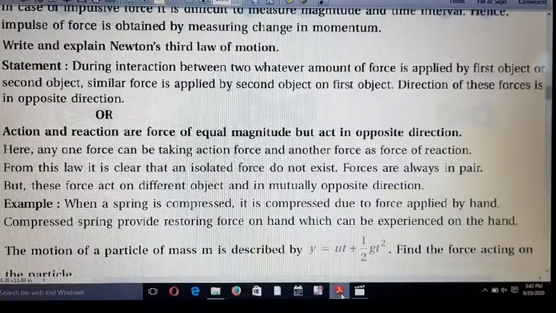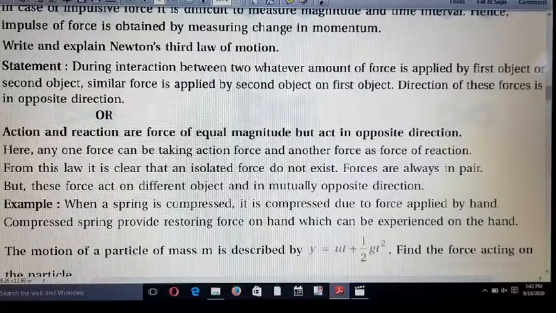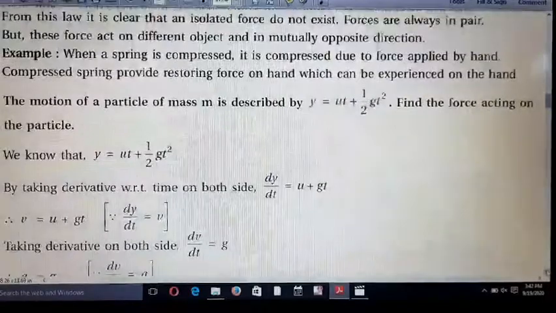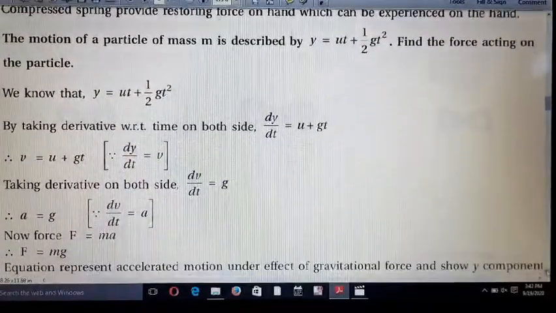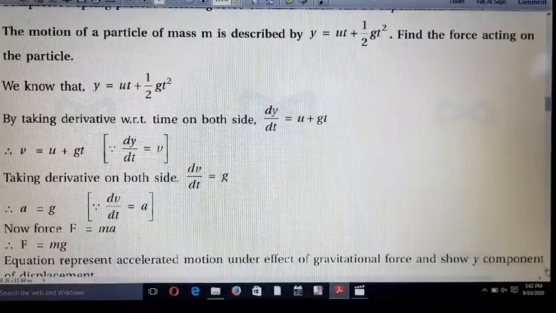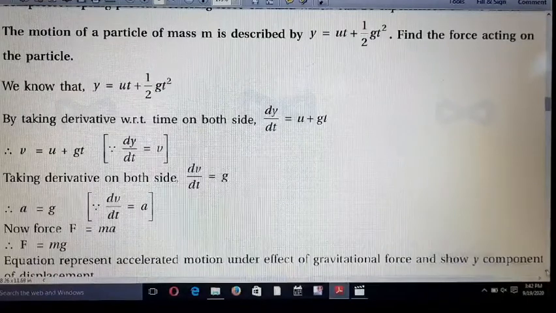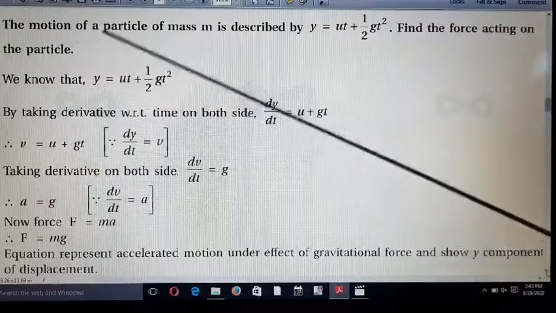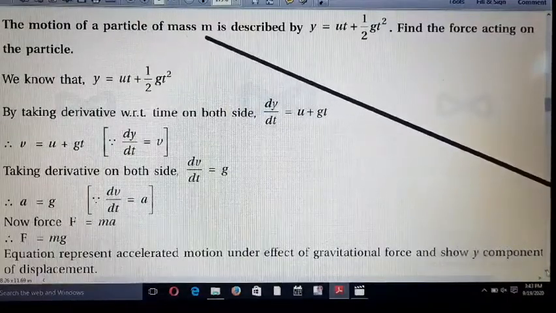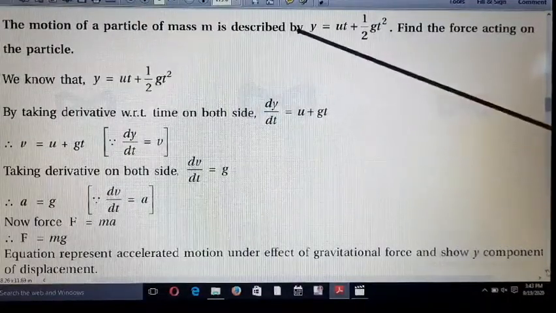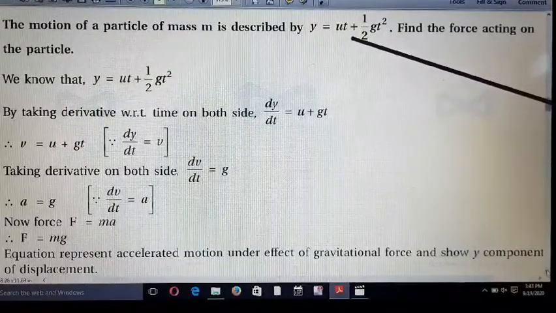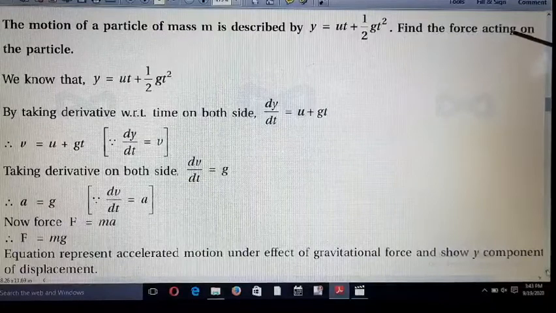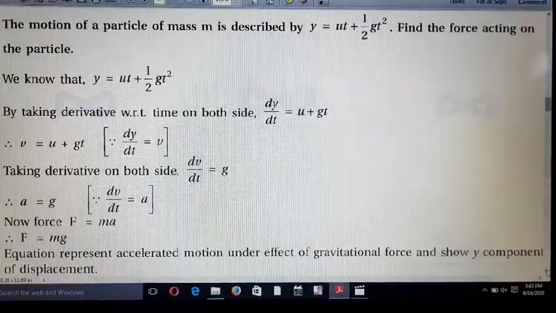Friends, next illustration. The motion of a particle of mass m is described by y is equal to ut plus 1 by 2 gt square. Find the force acting on the particle.